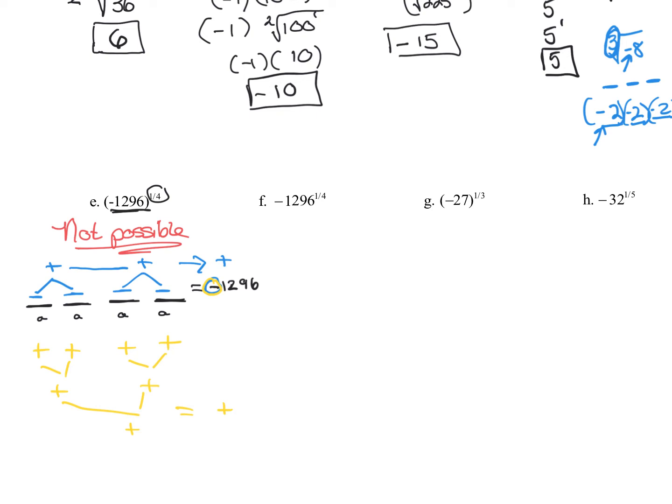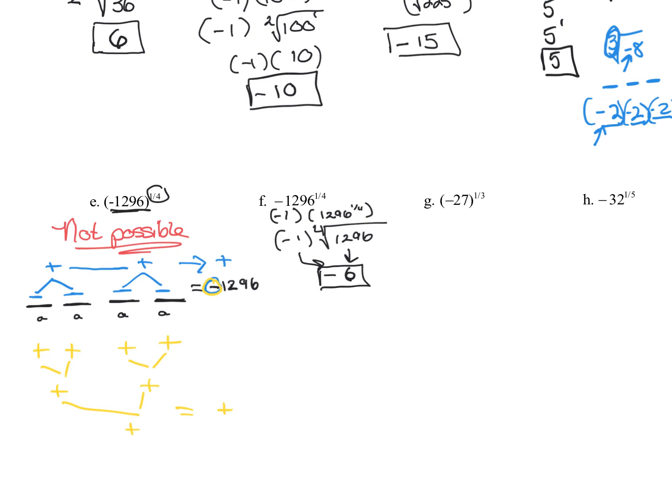Letter F is similar to letter B, where I've got to pull that negative out. So you pull the -1 out, and then you do 1,296 to the 1/4 power, which is -1 times 1,296 fourth rooted. You can use a calculator for that, and you should get the answer is 6. And then I drop my negative down, so I get -6. So the answer to this problem is -6.